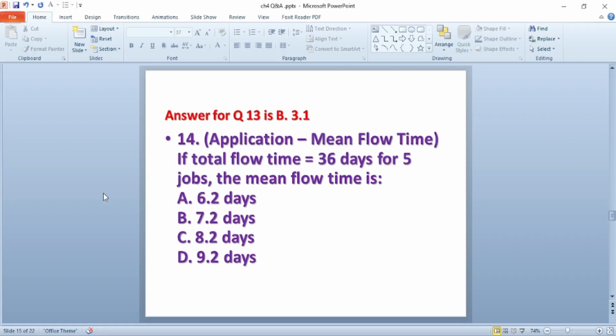Question number 14. If total flow time is equal to 36 days for 5 jobs, the mean flow time is equal to 36 divided by 5, which is equal to 7.2. That is choice B. The answer is choice B.